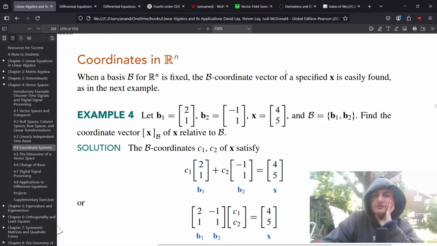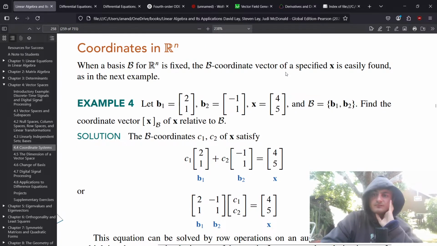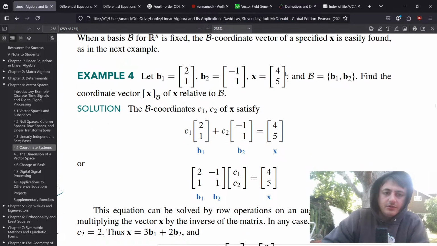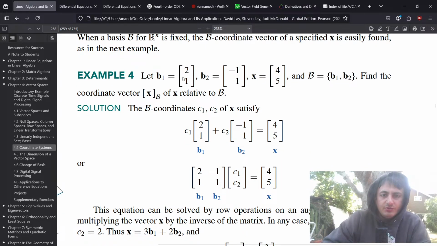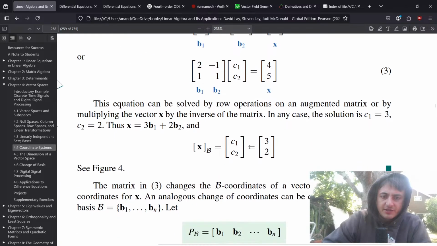When a basis B for Rn is fixed, the B coordinate vector of a specified x is easily found. If you have x and you're trying to find the B coordinate vector for it, it requires a linear solve, right? So you let b1 and b2 be the basis vectors, x equals 4, 5. Find the coordinate vector xB of x relative to B. So you need to do a linear solve.